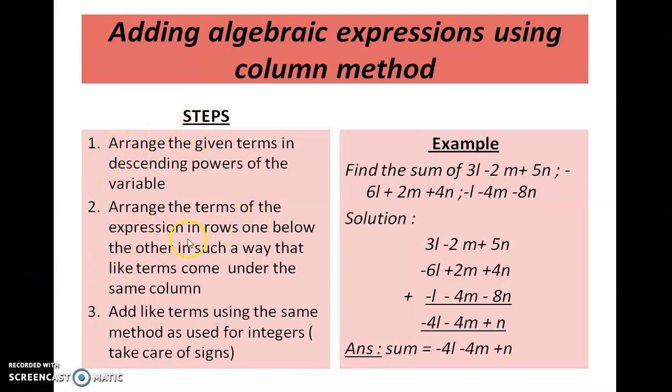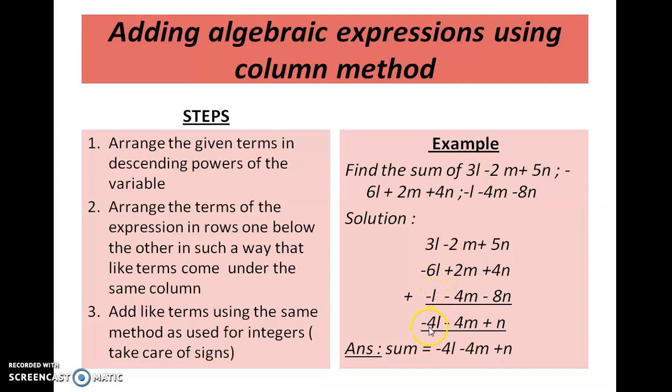Arrange the terms of the expression in rows, one below the other, in such a way that the like terms come under the same column. So you can see in the example, I am finding the sum of 3l minus 2m plus 5n, minus 6l plus 2m plus 4n, and minus l minus 4m and minus 8n. So I have arranged the first expression in a row, the second expression below it in such a way that the like terms are coming one under the other.